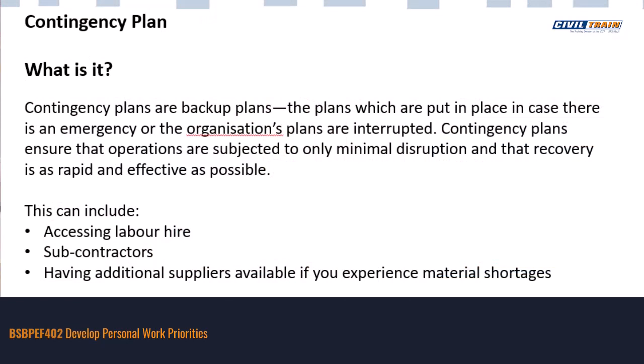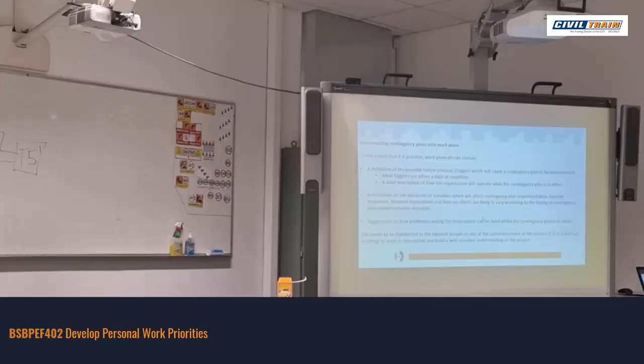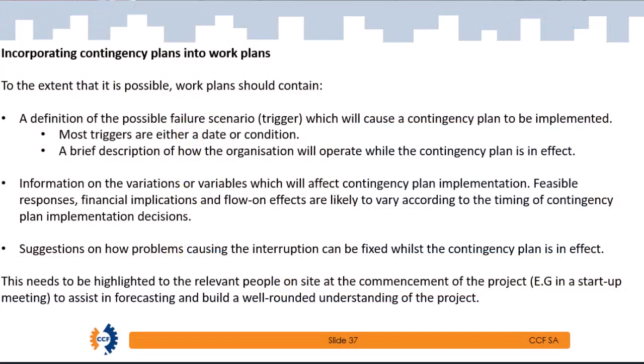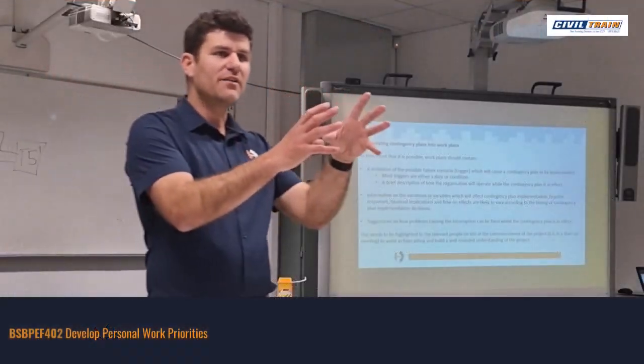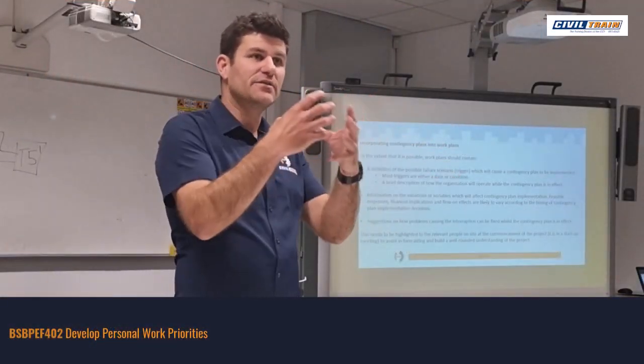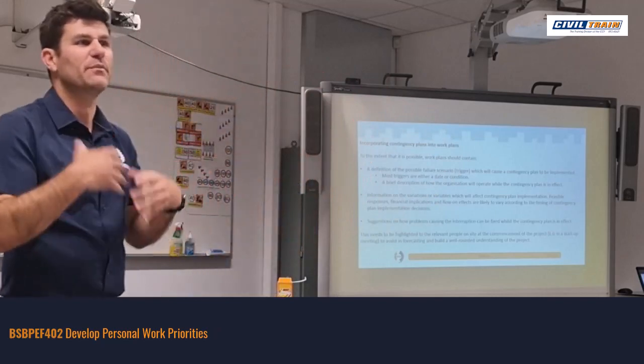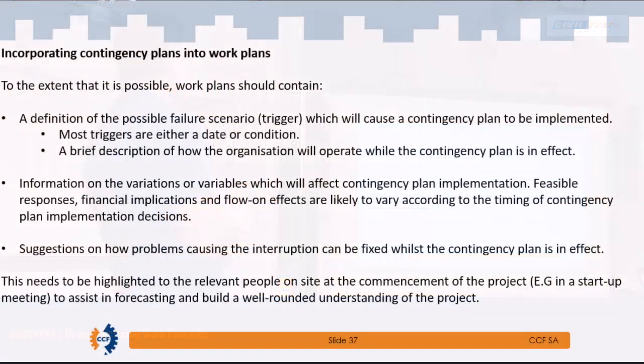Contingency, it's backup plans. Plan B, accessing labour hire, subcontractors for skill sets, having initial supplies available if you experience material shortages. So again, stuff that we already consider. Wet weather, you know, having other activities that we can jump to. As I said, obviously we always want to get back to that critical path, but by being able to reallocate resources in other areas, we can keep the works progressing. So the importance of contingency plans.